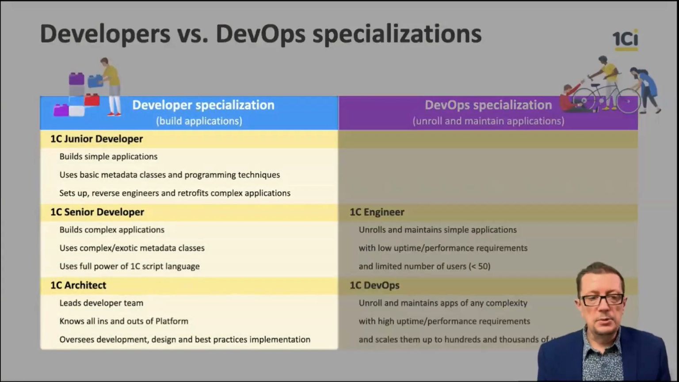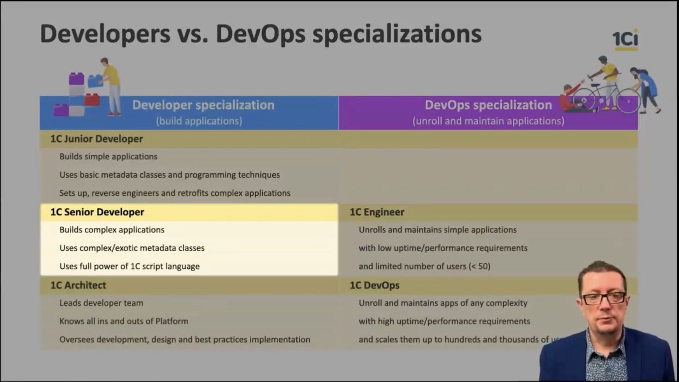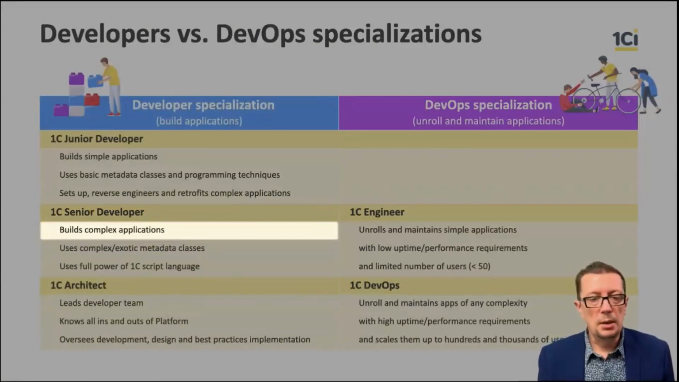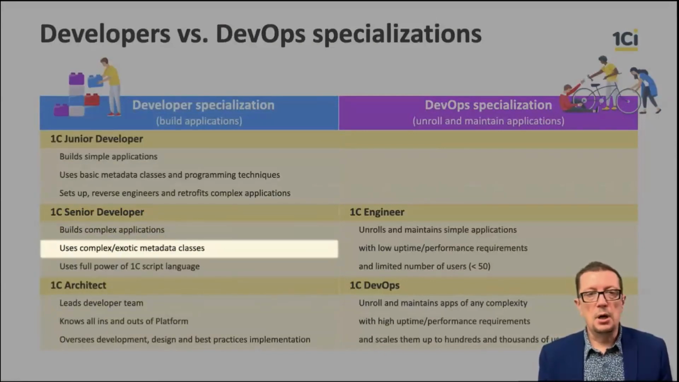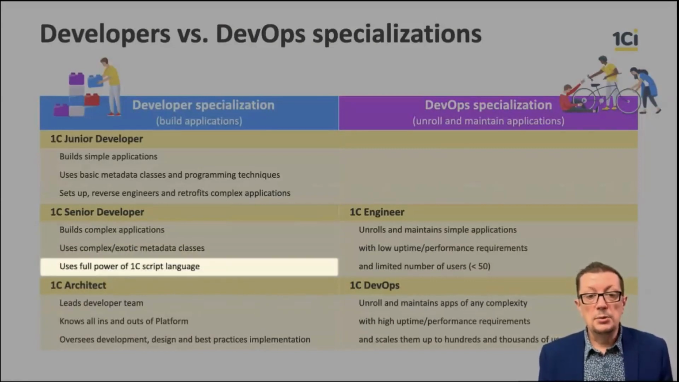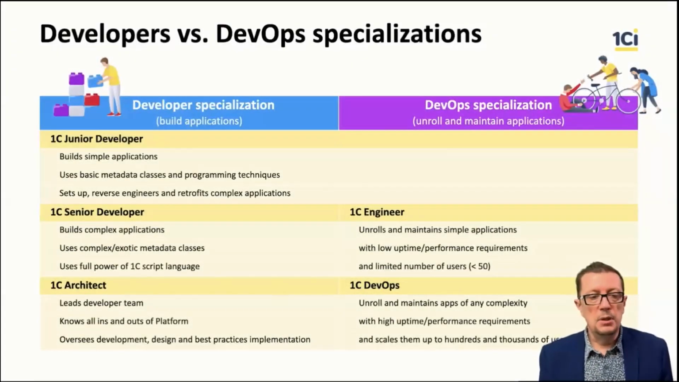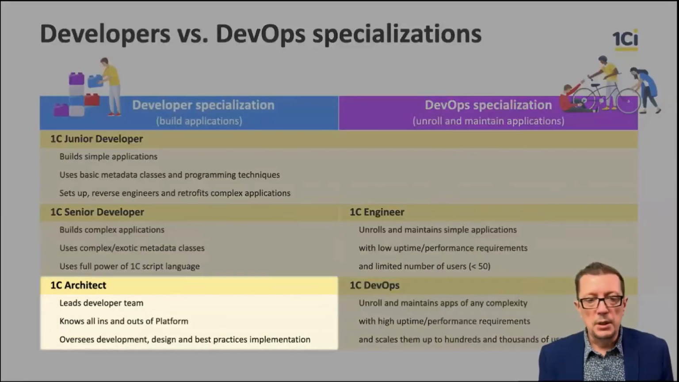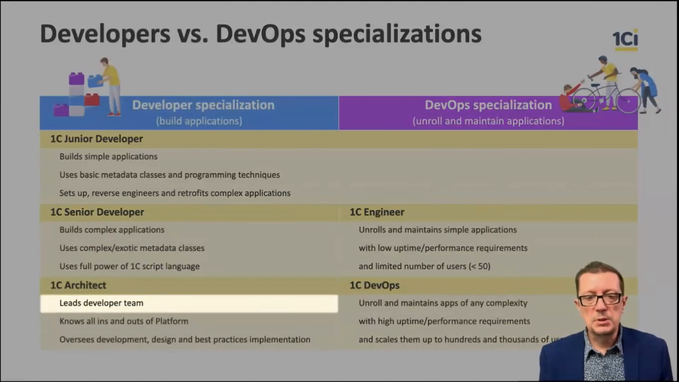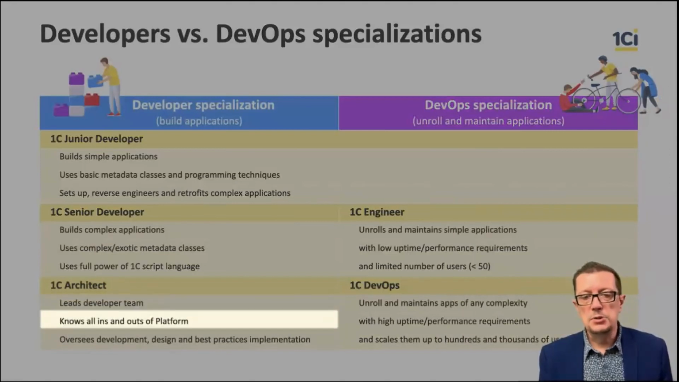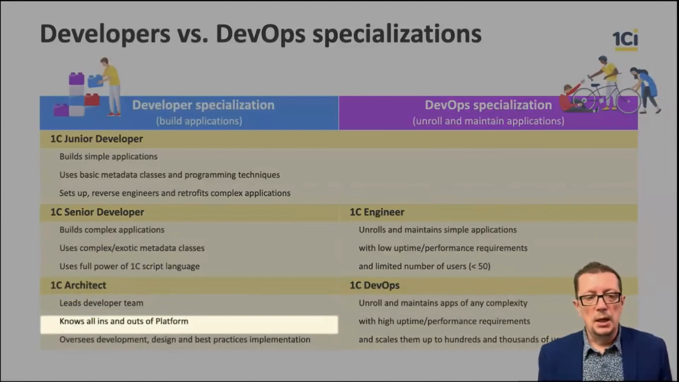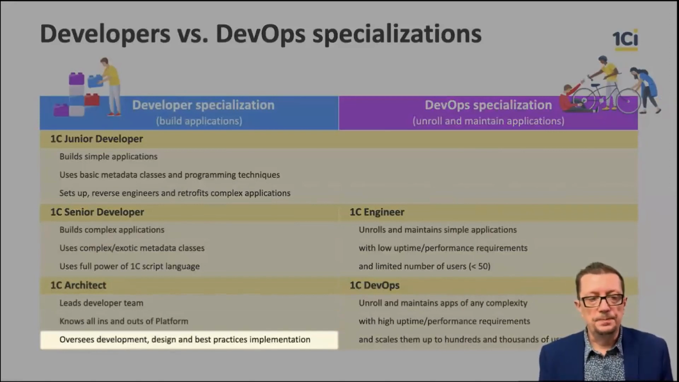Next down in the developers lineup is the senior developer, who knows how to build complex applications, how to use all metadata classes, including exotic ones, and how to use the 1C script language to the fullest. Further down lives the most proficient developer of them all, the architect. This one leads developer teams, knows everything about the platform, and oversees the design and development process.